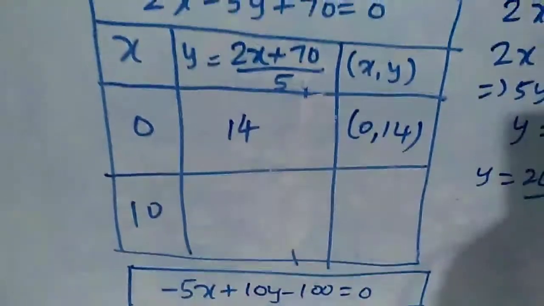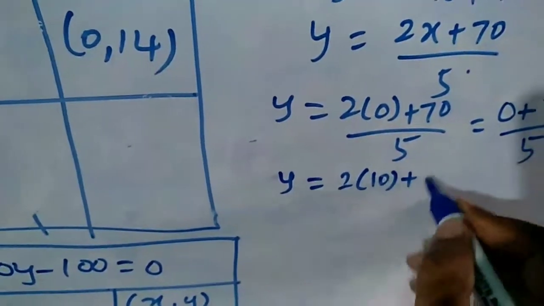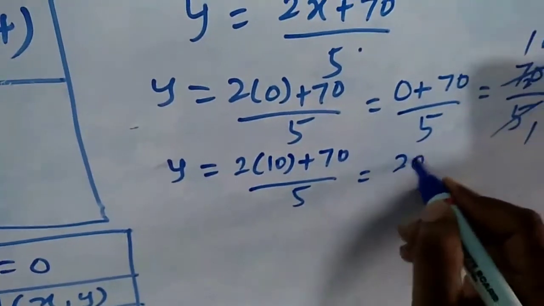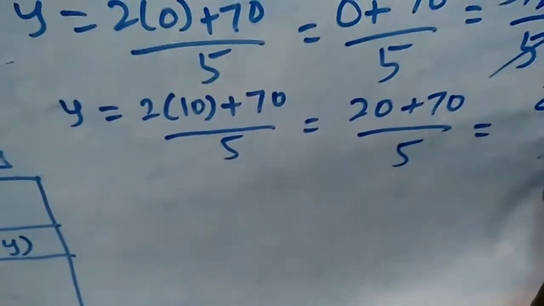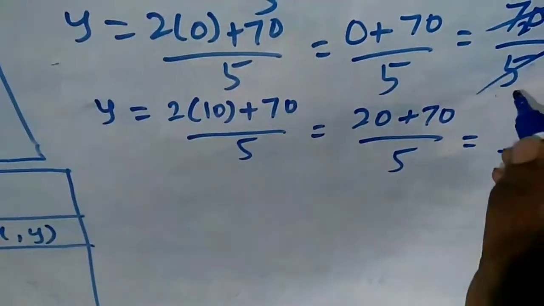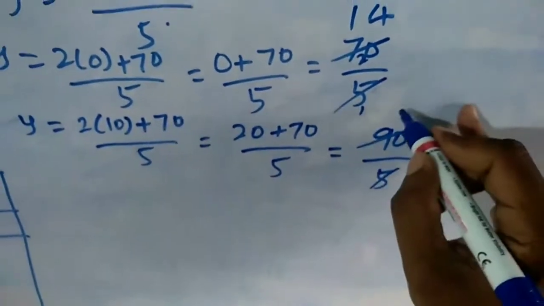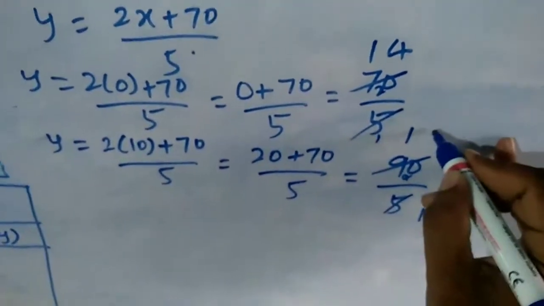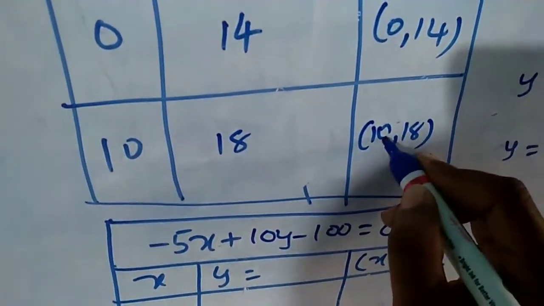Next substitute 10. Y is equal to 2 into 10 plus 70 by 5. 2 tens are 20 plus 70 by 5. 20 plus 70 is 90, 90 by 5. Okay. So 5 ones are 5, carry 4 means 40, 5 eights are 40. So it is 18. Point is 10 comma 18.